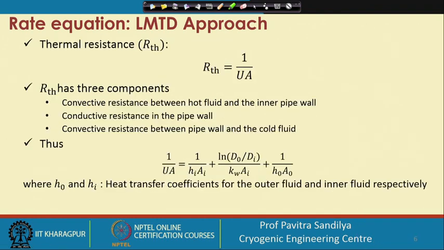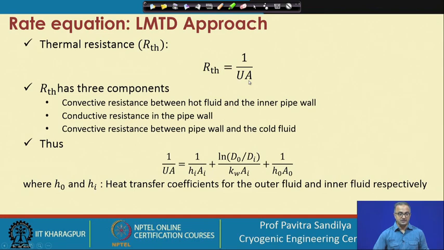So now in this particular LMTD approach, we first define the thermal resistance, and we find this is the reciprocal of the product of the overall heat transfer coefficient and the surface area.